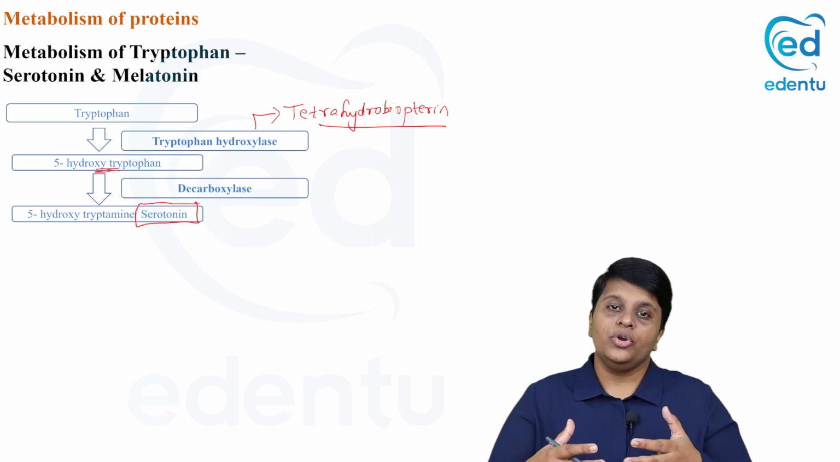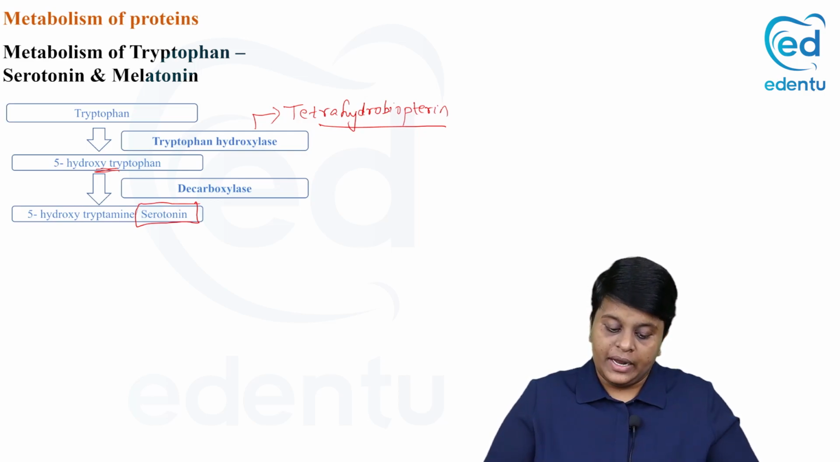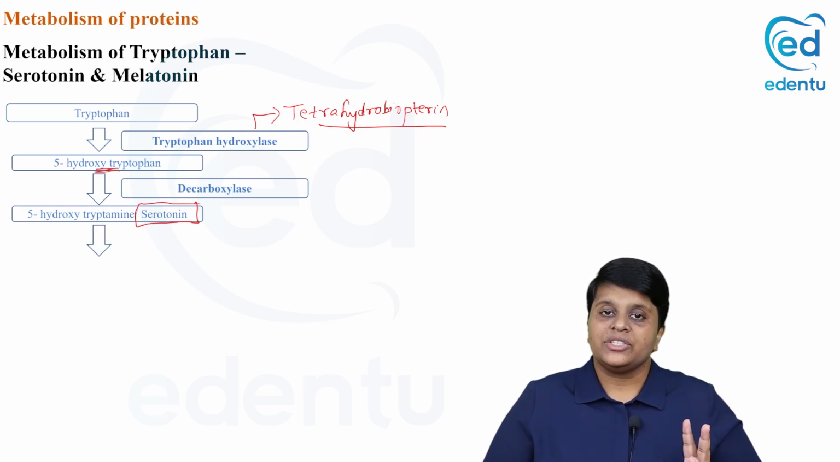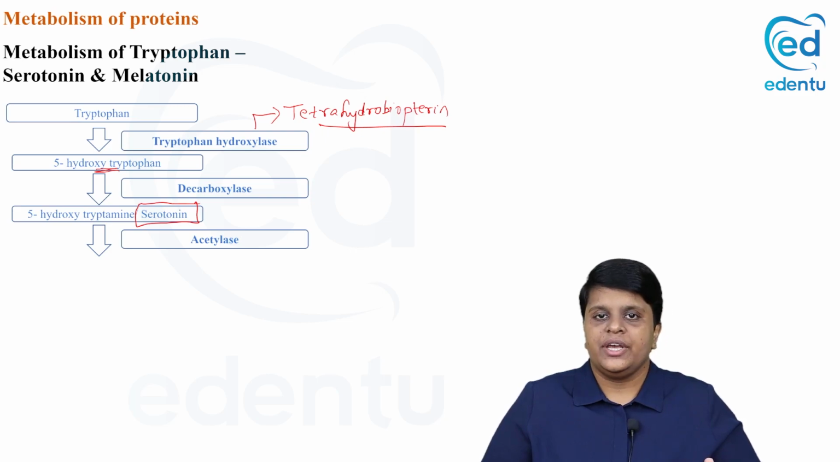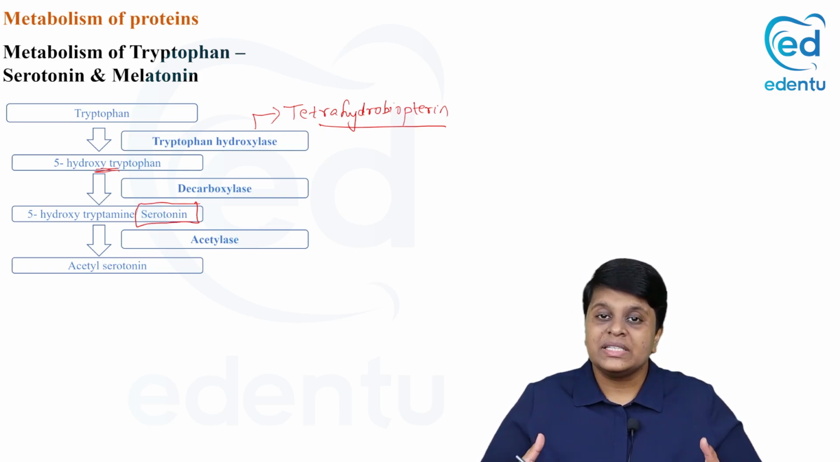From serotonin, you synthesize melatonin, that is the hormone of the pineal gland. How is that produced? Two reactions. One is an acetylation reaction. You acetylate serotonin. Okay, you add an acetyl group to serotonin. So what is the name called? Acetyl serotonin. Okay, the compound which is formed is acetyl serotonin.